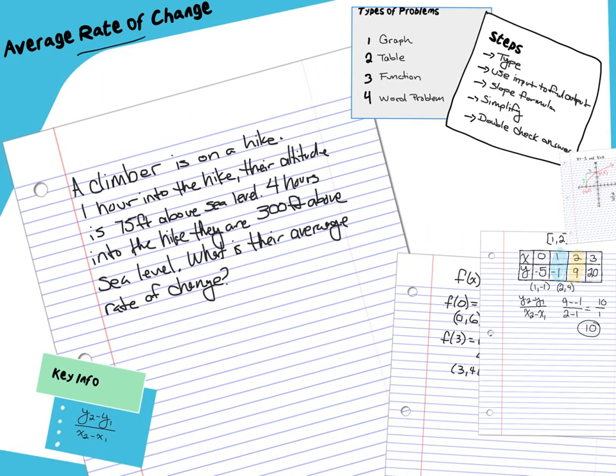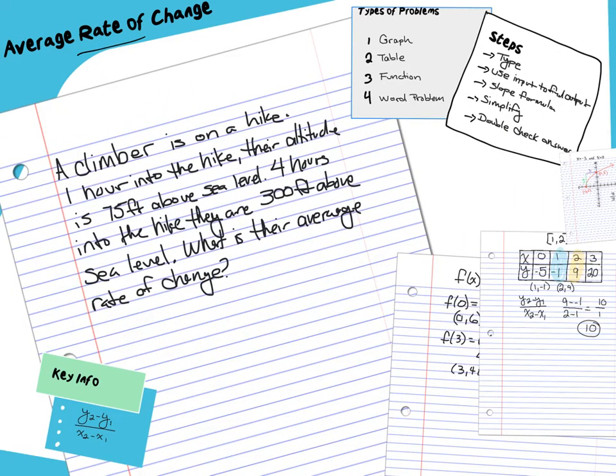Okay, so now the last example is actually a word problem. This word problem says, a climber is on a hike. 1 hour into the hike, the altitude is 75 feet above sea level. 4 hours into the hike, they are 300 feet above sea level. What is their average rate of change? Now this one actually isn't too bad because they're telling us what our time is and what our altitude is. In this case, our time is going to be our independent variable, our x, because time cannot be influenced by altitude, but altitude can be influenced by time.